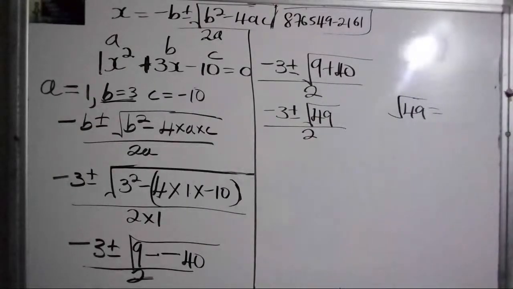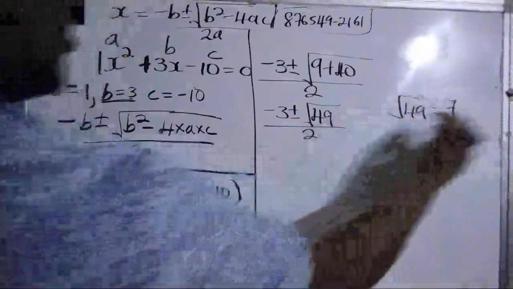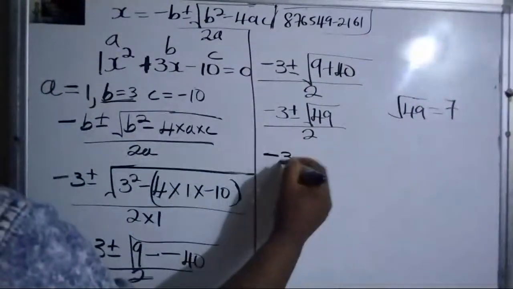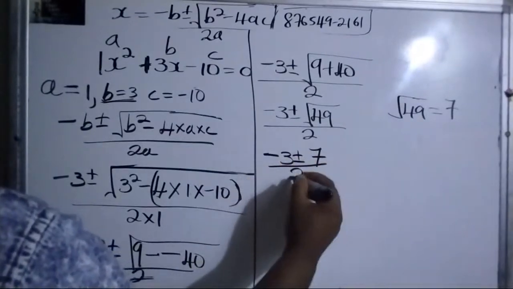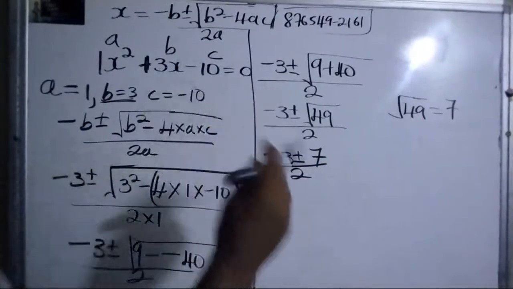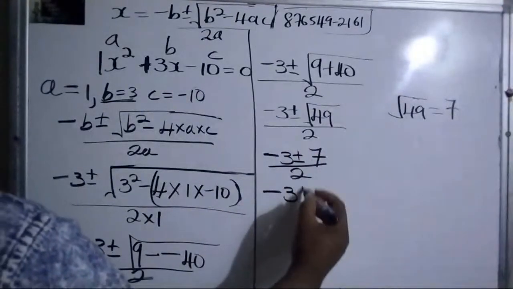Alright, so it would be 7, because 7, 7, 49. So this would be 7. So it would be minus 3 plus or minus 7. After you find the square root, you get 7. So it's 2 solutions. First, you take the positive, so it would be negative 3 plus 7.